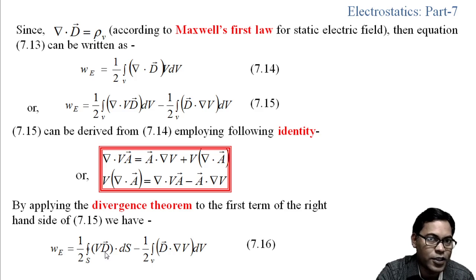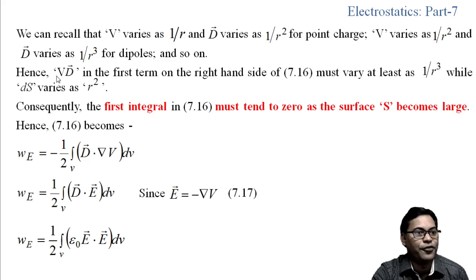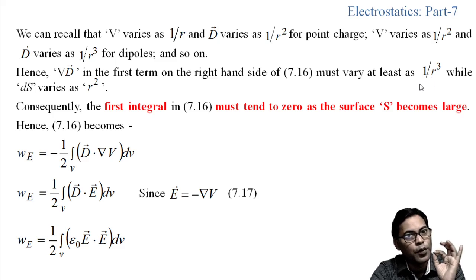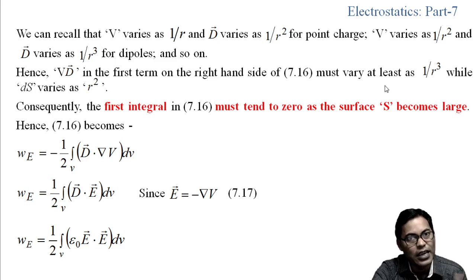If you multiply these, then VD in the first term on the right hand side of 7.16 must vary at least as 1 by r cube. Why at least? Because if we consider a monopole or point charge, then VD will vary inversely as 1 by r cube. That is why it is at least. For a dipole, this will be more, because that will be 1 by r to the power 5.